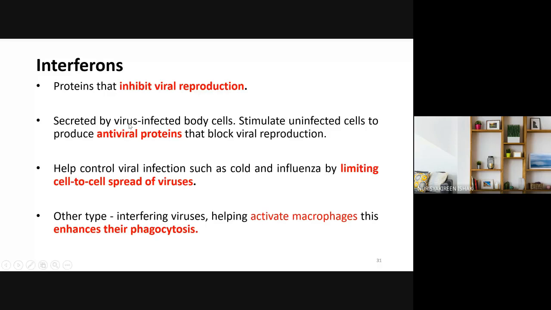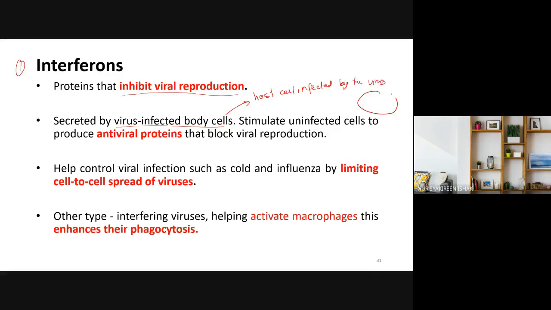Okay, so the first one, interferon, the first type of antimicrobial protein is to inhibit viral reproduction. Okay, so secreted by virus infected body cell. Okay, so this is the host cell, sel badan awak, that is infected by the virus.